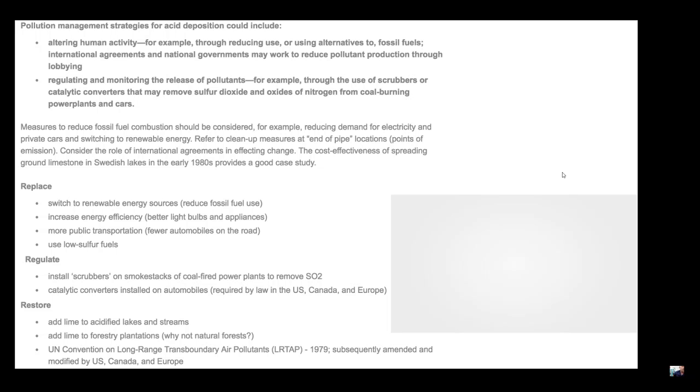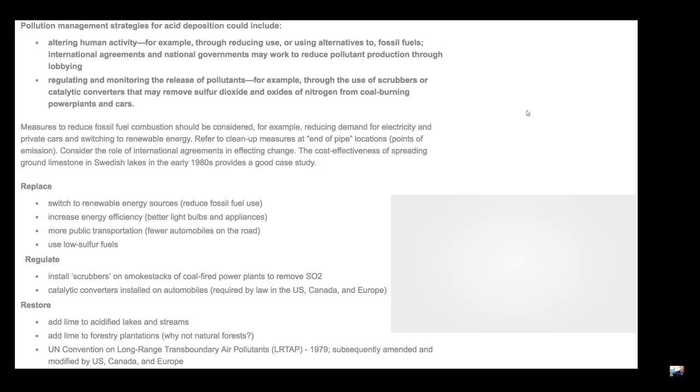When we're regulating, if we can't do some of those things, we regulate, right? Install scrubbers on smokestacks of coal-fired power plants to remove SO2. We could install catalytic converters on automobiles, which many countries now have, that stop these pollutants from leaving your car. And then restore, if the problem has already occurred.